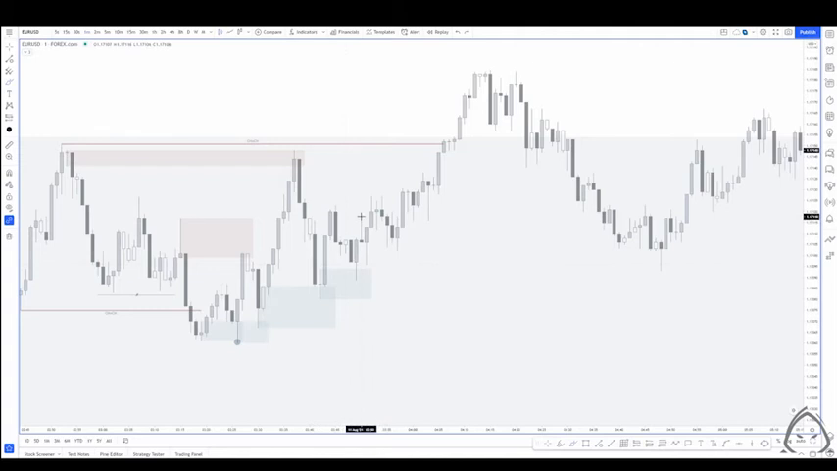We have a push to the upside. Do we break structure? No. Do we take liquidity? No. Do we mitigate something? Yes, valid. And then we continue on.